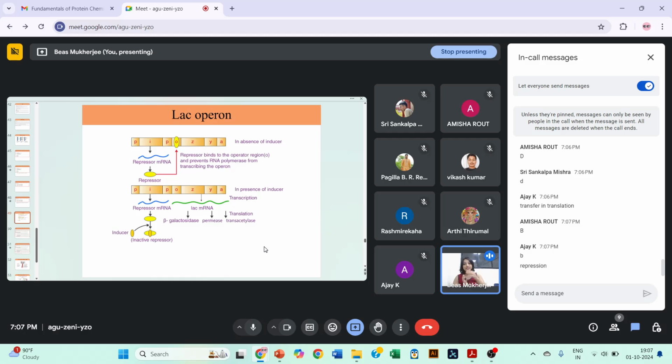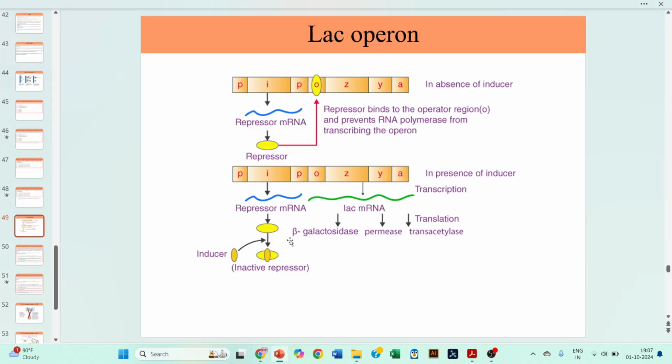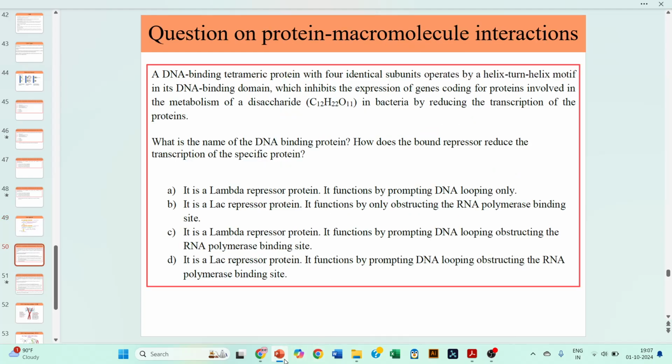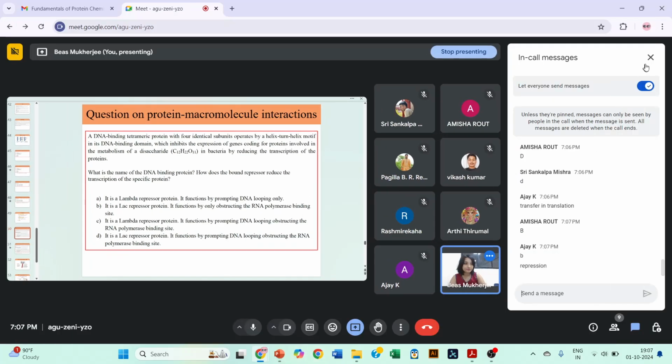But then when there is an inducer, it is coming and binding to the lac repressor, and the repressor's conformational change is preventing it from going and binding to the operator. So then your RNA polymerase is coming and sitting at the promoter region, and it is allowing the expression of all of these different genes. Okay. Now this is a question. You can answer this.